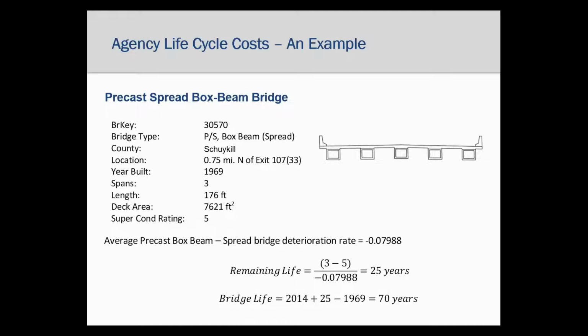So now we're going to look at a life cycle analysis of an example bridge to demonstrate the work of the study. The bridge is a precast spread box bridge built in 1969 with 3 spans and a deck area of 7,600 square feet. In 2014, the base year of the study, the superstructure condition rating was a 5. Knowing that the average deterioration rate for spread box bridges is 8%, the estimated remaining life when the condition rating reaches a 3 is 25 years. Given that the bridge is 45 years old, the predicted lifespan for the bridge is 70 years.